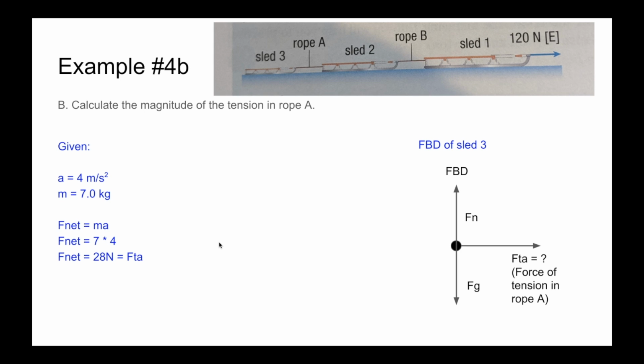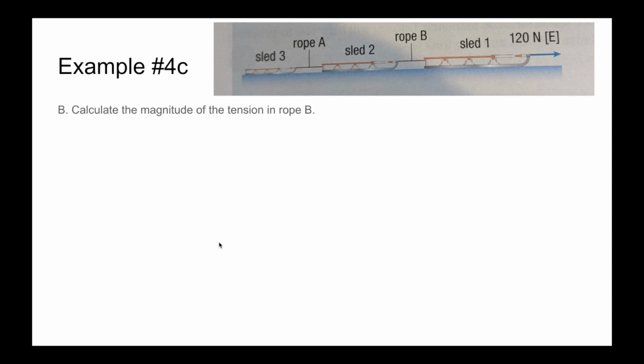And so that's the end of that question. And part C says, calculate the magnitude of the tension in rope B. Okay, so rope B is a little bit more complicated. Once again, we have two choices. We could draw the free body diagram for sled 1 or for sled 2 because both of those sleds are attached to rope B. I have chosen to do the FBD of sled number 2.